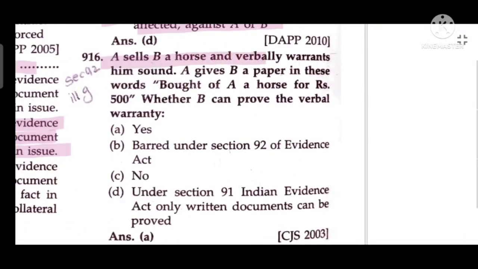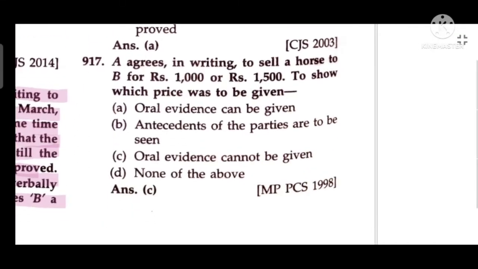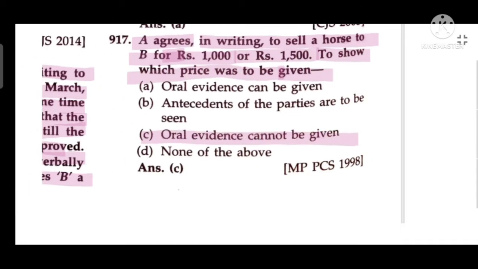A sells B a horse and verbally warrants him sound. A gives B a paper in these words: bought of A a horse for rupees 500. Can it be proved by the verbal warranty? Yes. A agrees in writing to sell a horse to B for rupees 1000 or 1500. To show which price was to be given, oral evidence cannot be given.